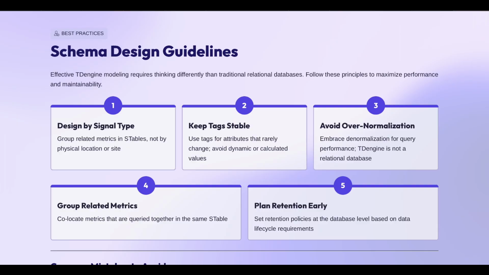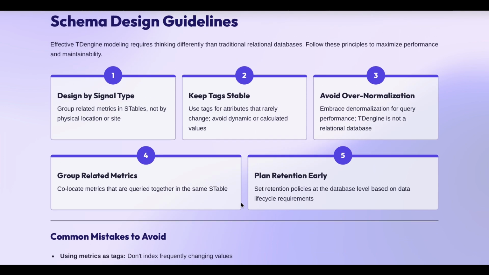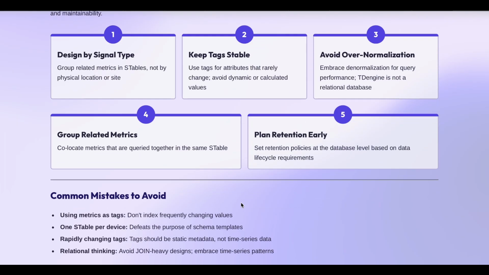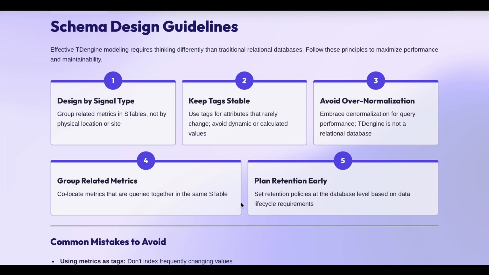So effective TDengine modeling thinks differently than relational databases. Designing by signal types, the stabilization of tags, and the avoidance of overnormalization are all things that are beneficial and require different thinking than relational databases. Some mistakes that people often make are using one supertable per device, or rapidly changing tags, or relational thinking. All of these will negate those performance improvements that I just talked about.